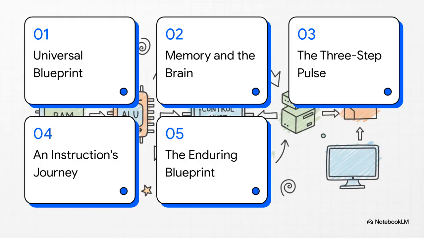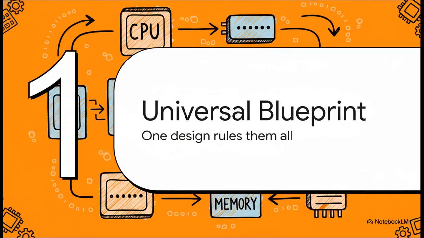So here's our game plan. First, we'll look at the universal blueprint itself. Then, we'll meet the two key players, the brain and the memory. After that, we'll check out the three-step pulse that brings it all to life, we'll follow a single command on its journey, and finally, we'll ask why this blueprint has stuck around for so long. All right, let's start with the big idea.